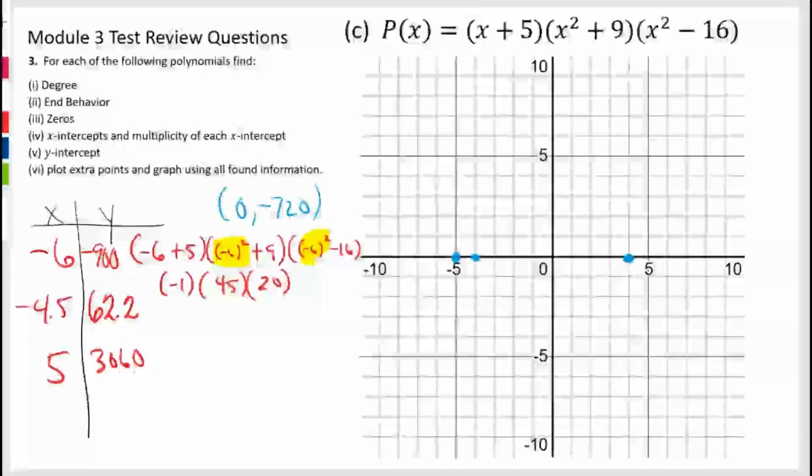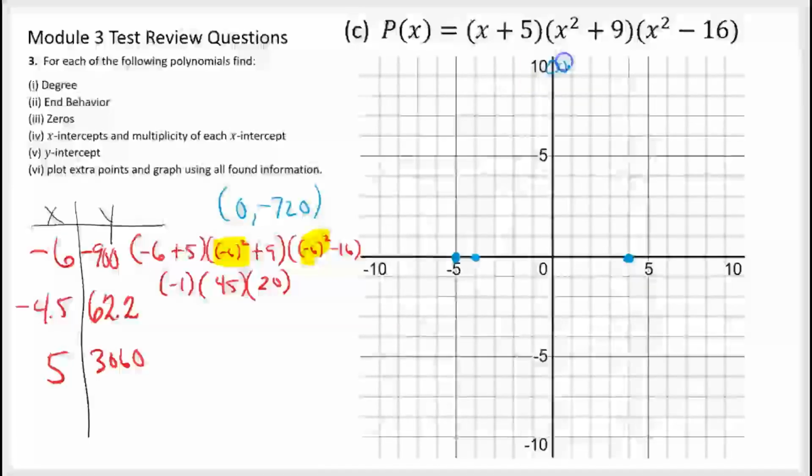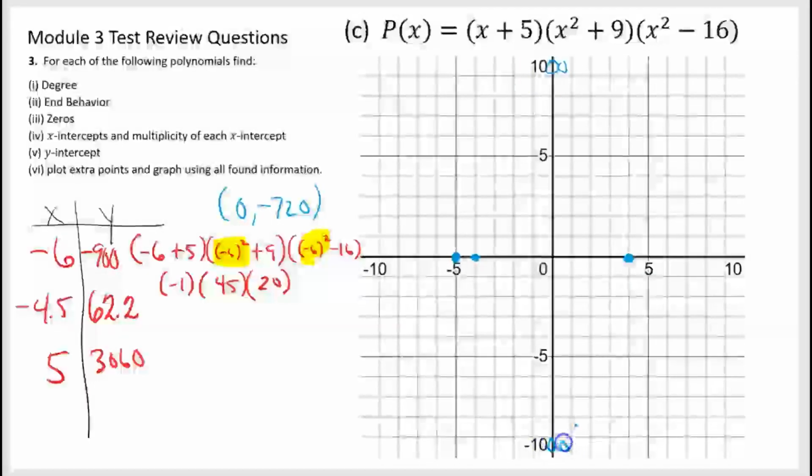But it's going to make our scale all weird, right? I don't even know if I want to put 5 on my graph, right? Let's go to 1,000. So instead of saying this is 10, let's make it 1,000. Okay, and this is -1,000, which means that's 500, and that's -500. So at -6, out here I got -900. So that would be right here. Okay, and -4.5, right in between these guys, I got positive 62.2. Now remember, that's 500, so 62.2 is going to be about there.